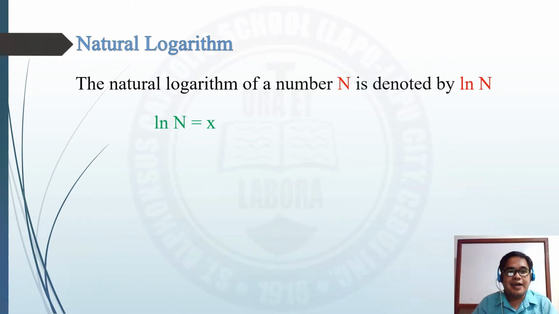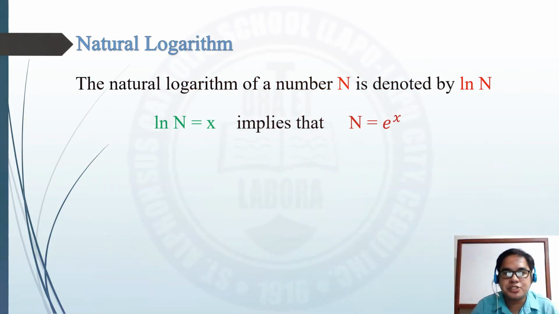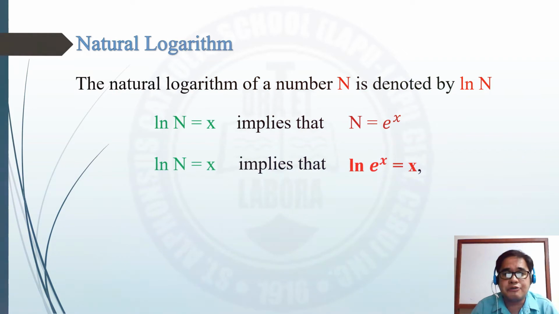So if we have ln of n is equal to x, it implies that n is equal to e raised to x, because in natural logarithm, the base is considered as e, the exponent is x, and its result is the number n. If we have ln of n is equal to x, it implies that ln of e raised to x is equal to x, because we just simply substitute the number n to its equivalent value, which is e raised to x.